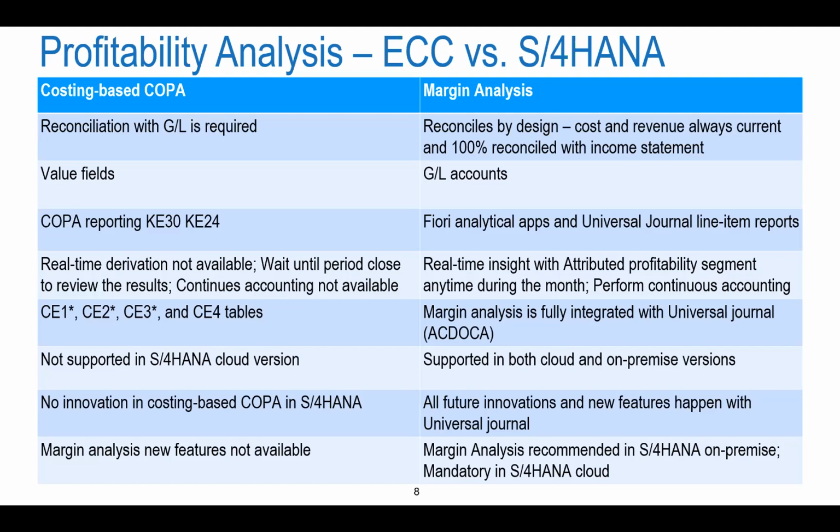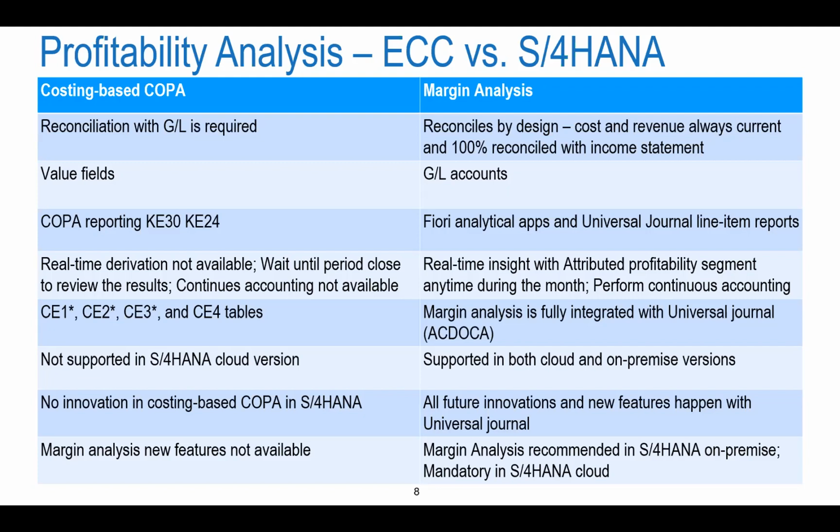So there are workarounds you come up with for costing-based COPA. All these workarounds were done in the past. With margin analysis, you don't need to do that anymore. It all reconciles by design. All the cost and revenue is reconciled 100% with the income statement item. Likewise, in costing-based COPA you'll see a separate document when you post a document. In margin analysis, you will not see a separate document. It's already persisted with your income statement items and posted to the Universal Journal. So that's a big key difference.